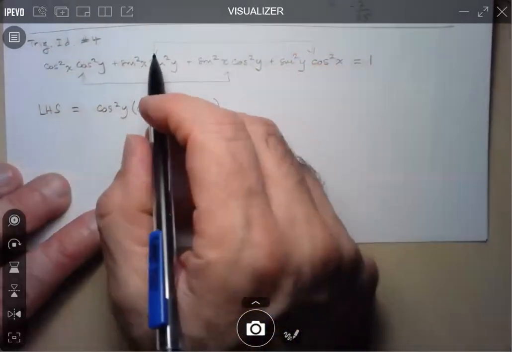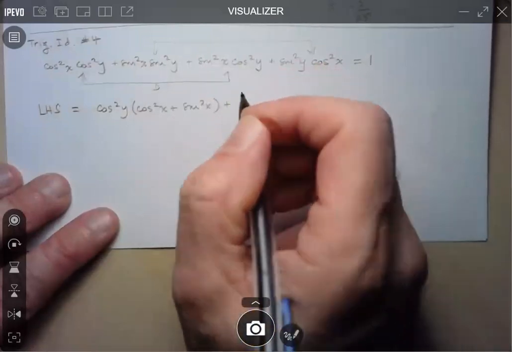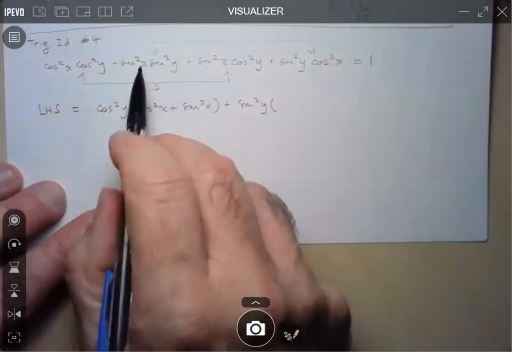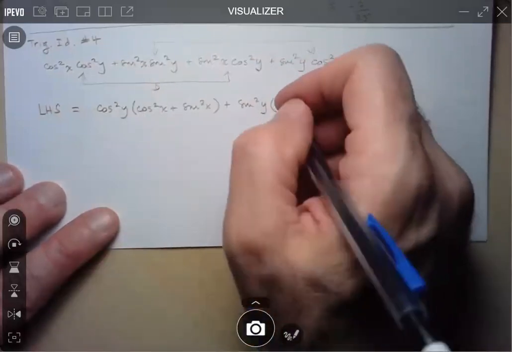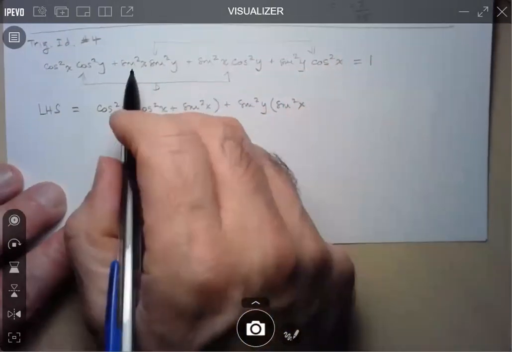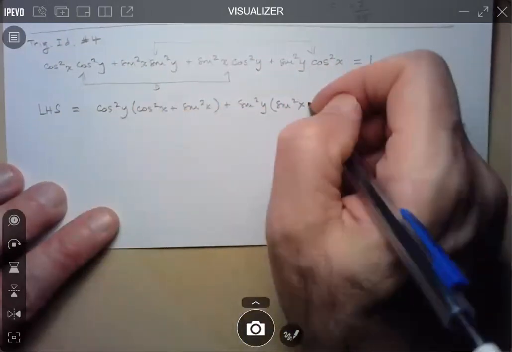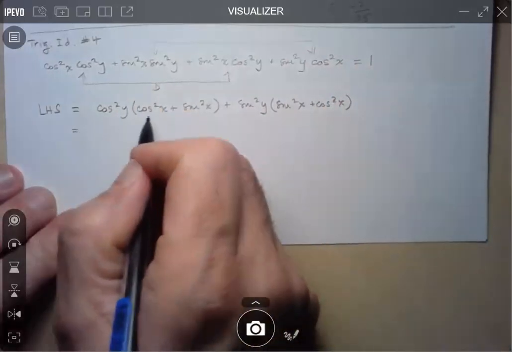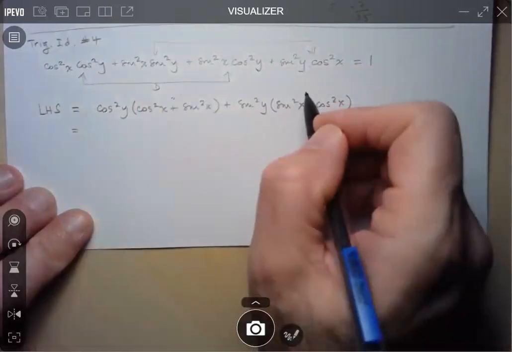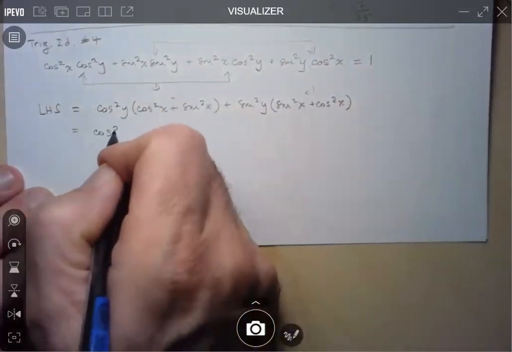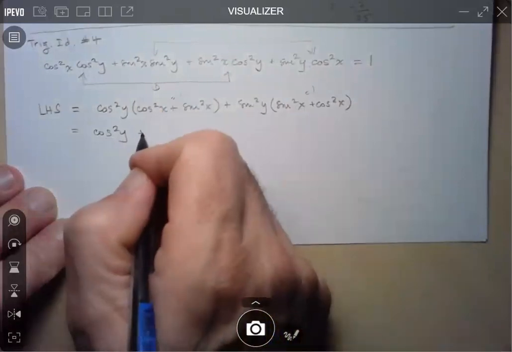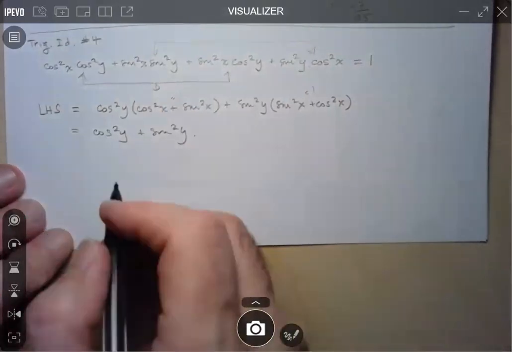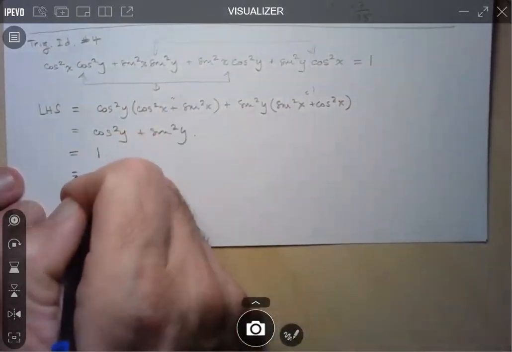Now let me take a look at these two now. And I notice that they have a sine squared y as a common factor. And what's left when I take out a sine squared y? Well, a sine squared x again here, and then plus a cos squared x. And again, that's just equal to 1. So this whole thing, that's equal to 1, that's equal to 1. So I'm just left with cos squared y, then here plus sine squared y. And again, using my identity, that's just equal to 1.